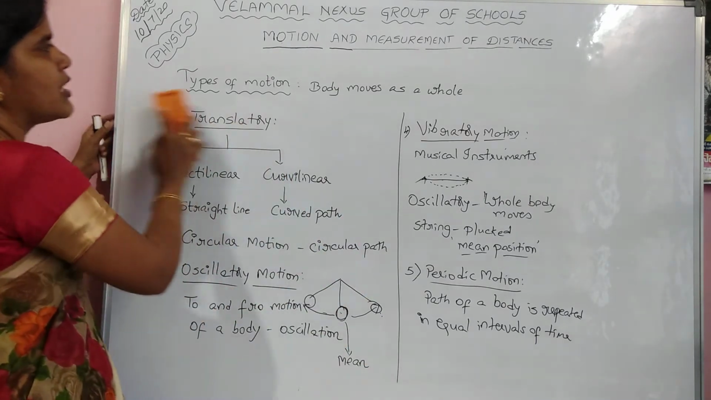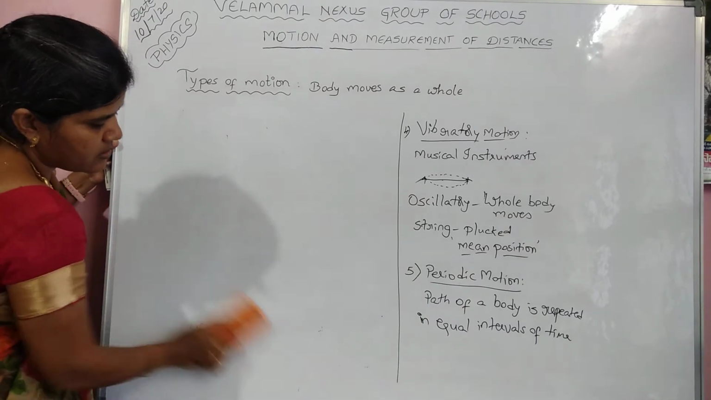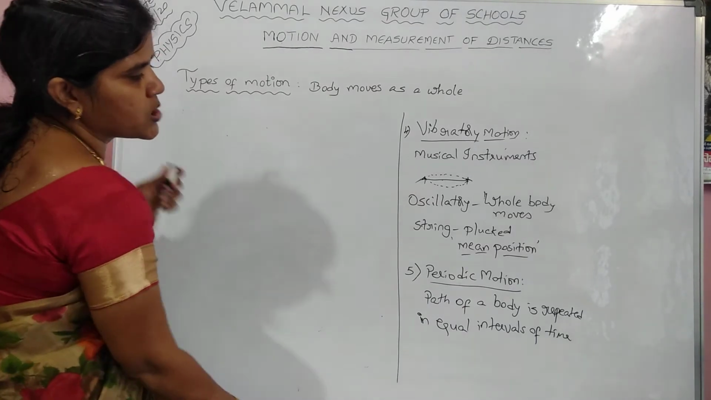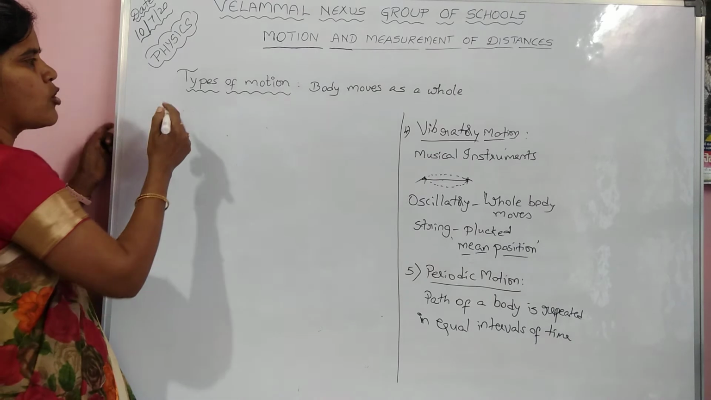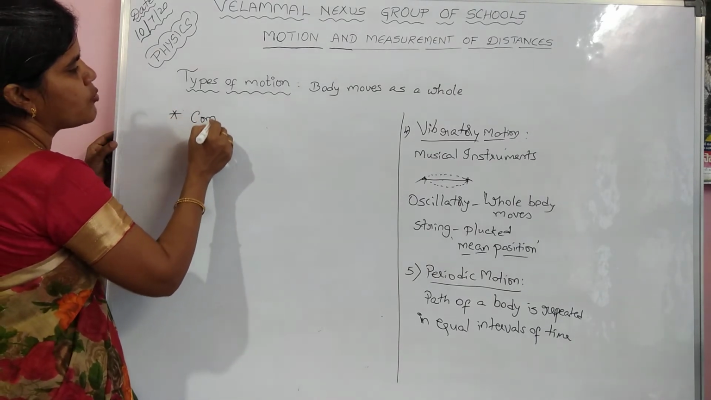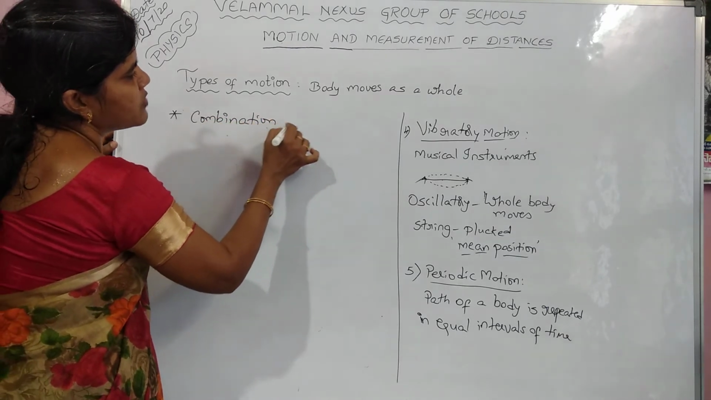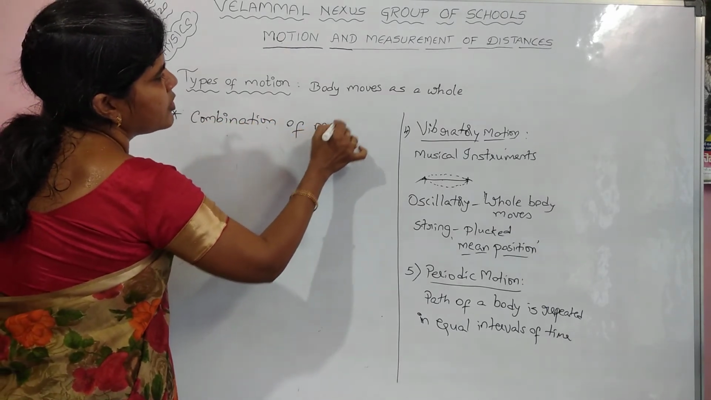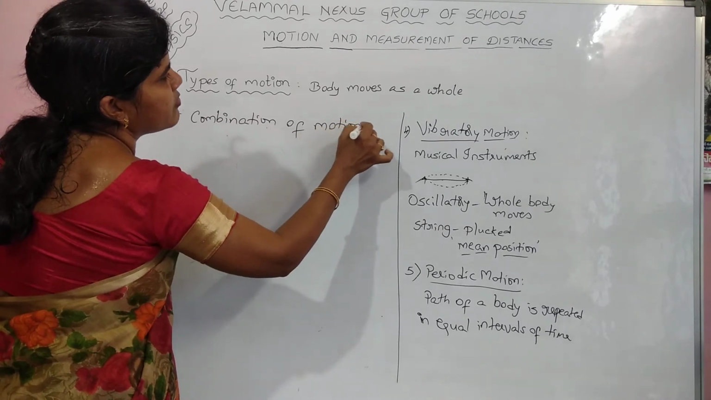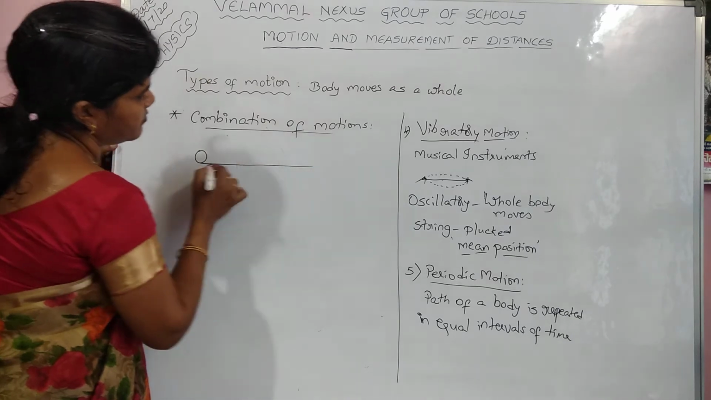Now we are going to learn about combination of motions. You will be seeing one or two motions in certain examples, finding the combination of different motions. For example, you might have seen just now, I said, a ball rolling on a road.